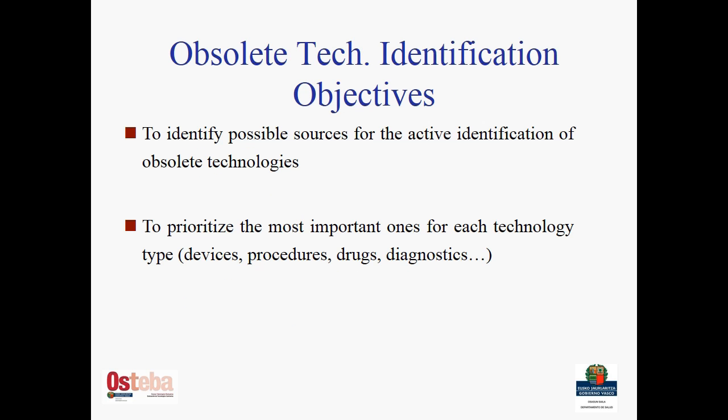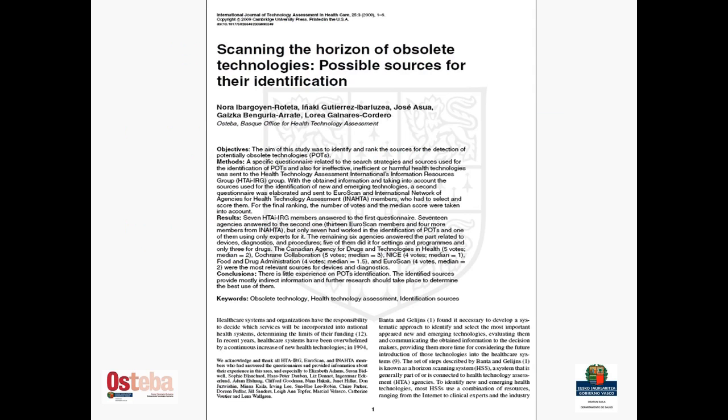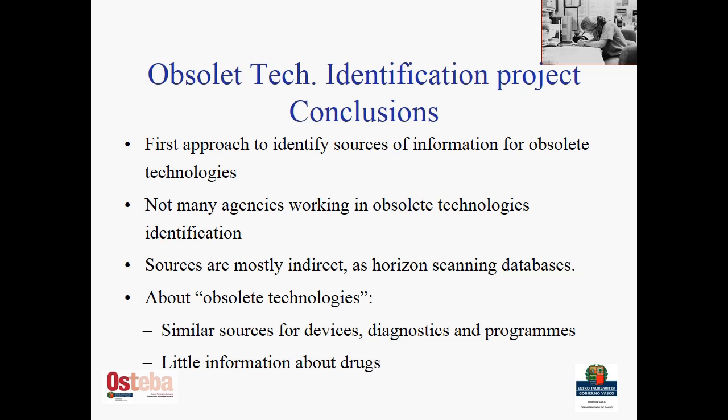We did this exercise a few years ago. We did this obsolete technology identification project by ourselves in OSTEBA, and the objectives were to identify the possible sources of this active information identification for obsolete technologies and try to prioritize the most important ones. It was published a few years ago in the Health Technology Assessment Journal, and we had some conclusions.